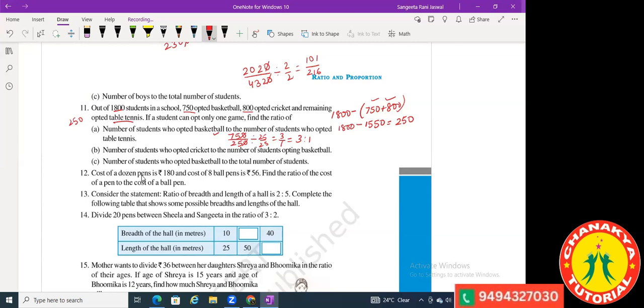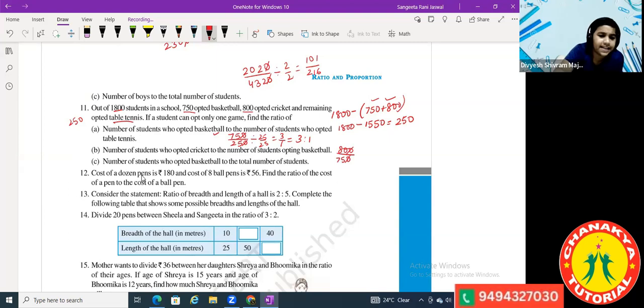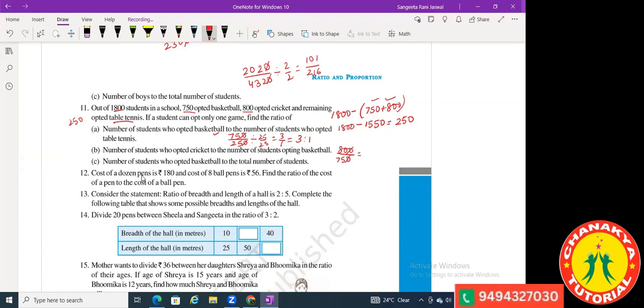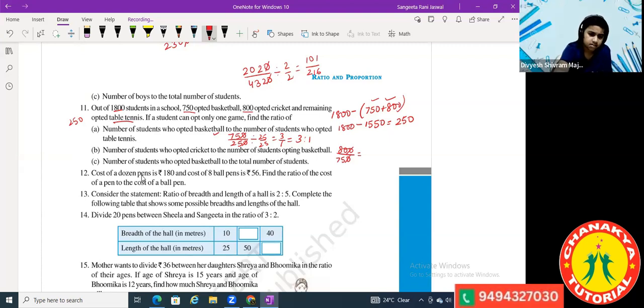Now see the second one. Number of students who opted cricket to the number of students opting basketball. How many opted for cricket? 800 by 750. So please find the ratio. Zero-zero cancel. We can take 80 is to 75. We will divide it by 5. What do you get? 16 is to 15.